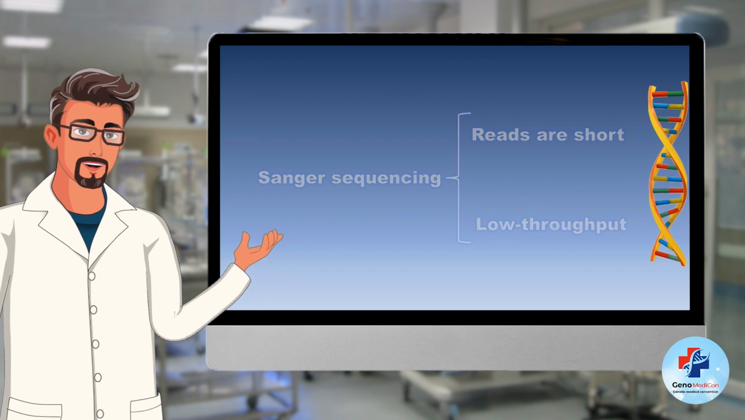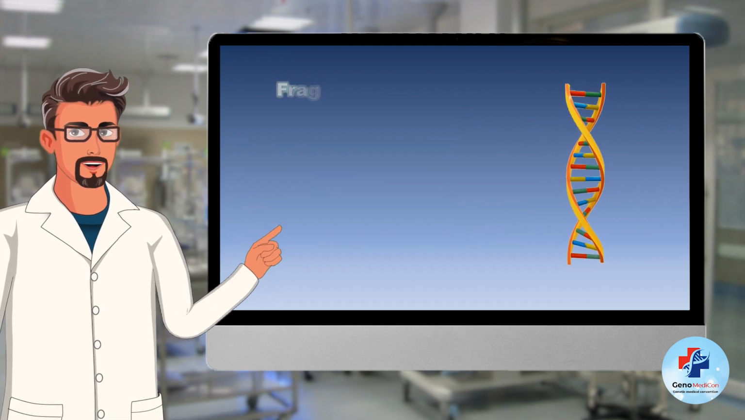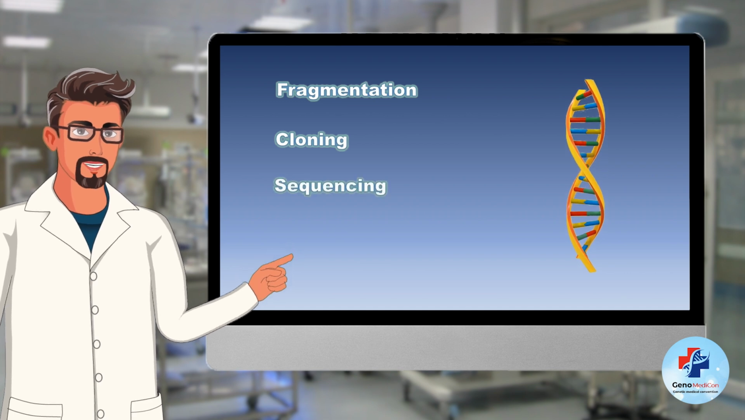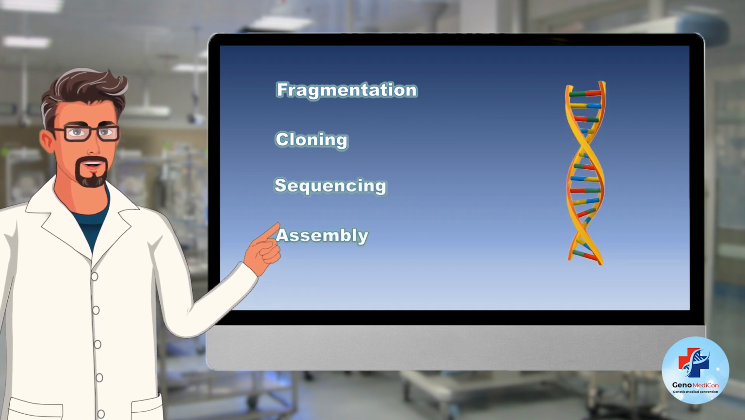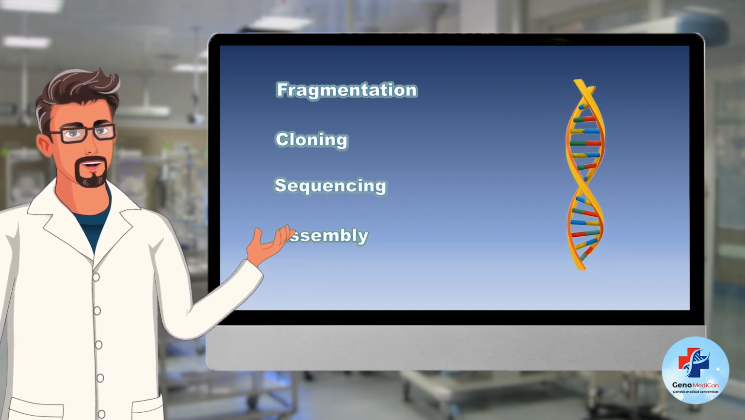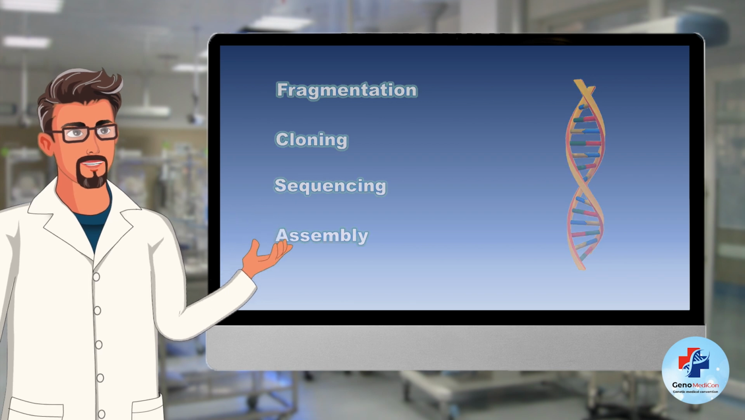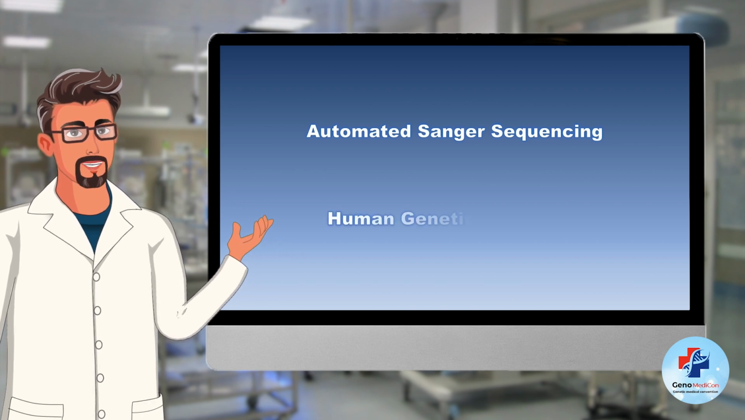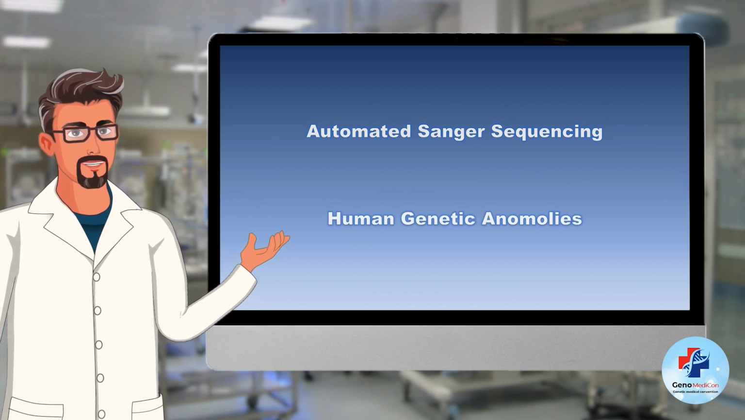To sequence larger fragments or the entire genome, the DNA must be fragmented, cloned, individually sequenced, and then computationally assembled into genomes. Several global collaborations created methods such as automated Sanger sequencing. At the time, this approach was widely used to search for genes linked to human genetic anomalies.